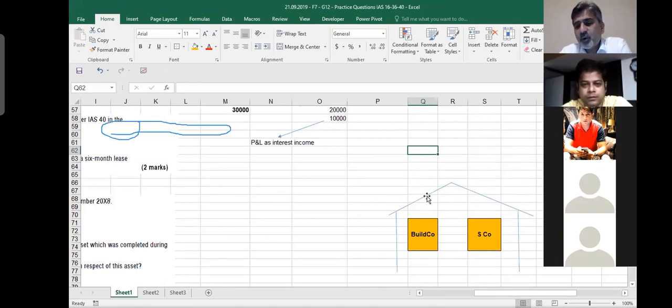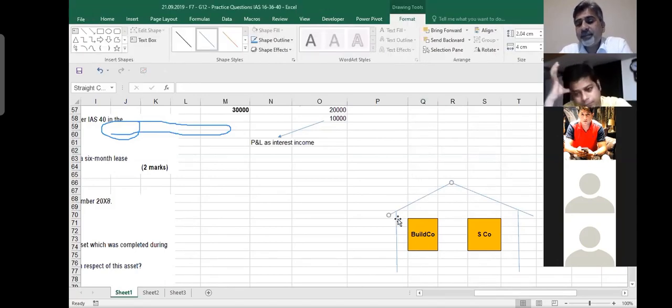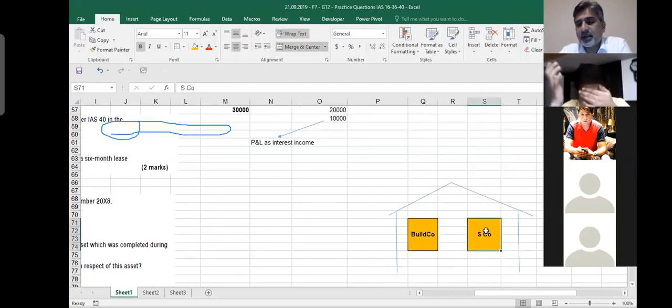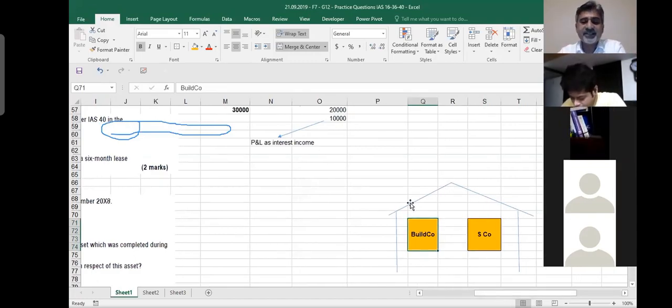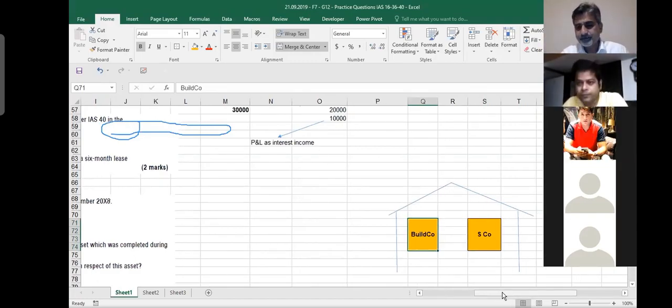Okay, so when you do your group accounting, what happens is that you make the group. Now, if you pay attention, even if the Buildco has given the asset to S company, from Buildco it has gone out, but still the asset is within the group. It is within the same house. Okay. Now you imagine here.